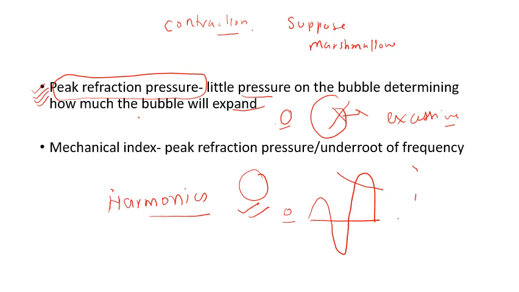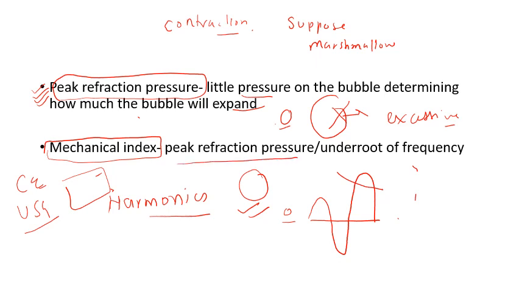Now what is MI? Whenever you are having a contrast enhanced USG, you will be getting the mechanical index on the monitor. Here it is written on the monitor that the MI will be this. This MI is basically the peak rarefaction pressure upon the square root of frequency. So what is this peak rarefaction pressure? I have already told you. So this MI is directly proportional to the peak rarefaction pressure and this frequency is constant.